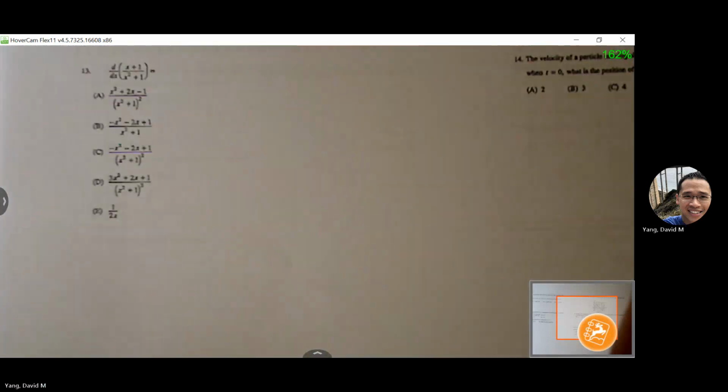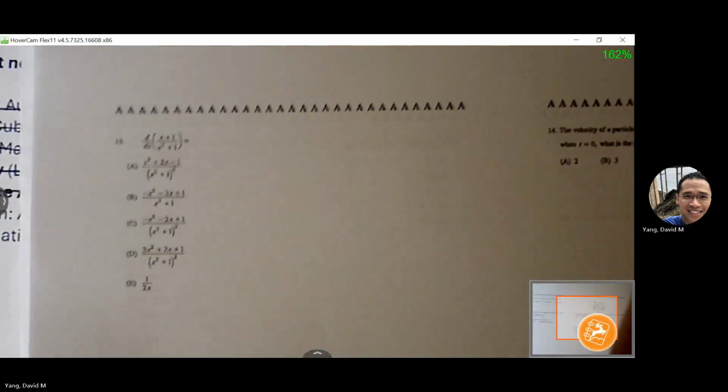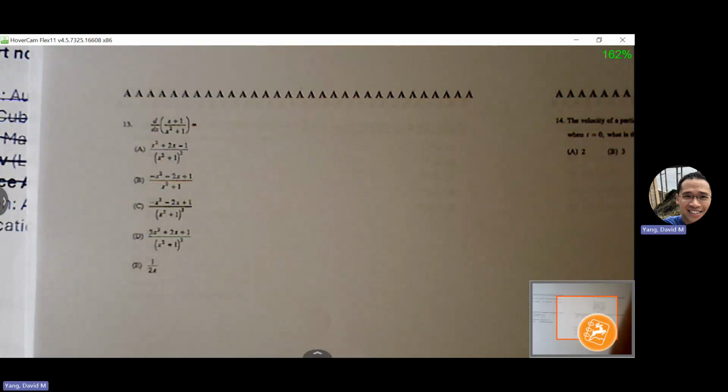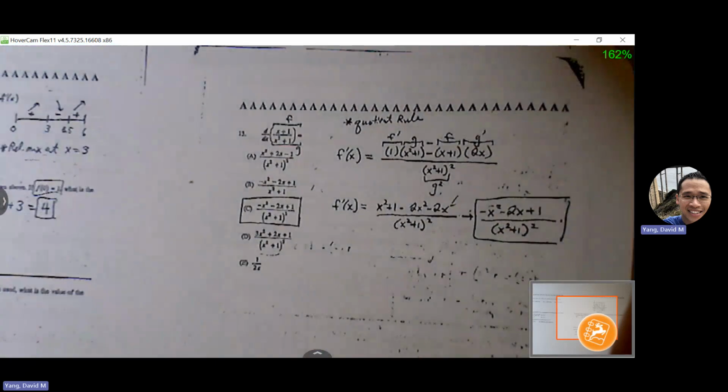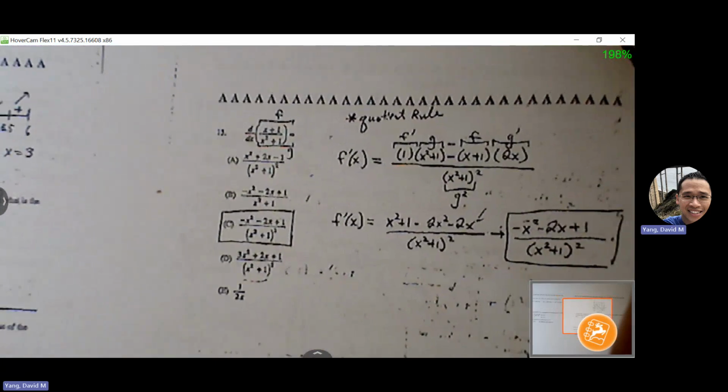Okay, next up, page 21. Find the derivative of this function. You've got x plus 1 over x squared plus 1. So that is quotient rule, right? Numerator, denominator. We just have to step through quotient rule here. f prime g minus f g prime all over g squared.